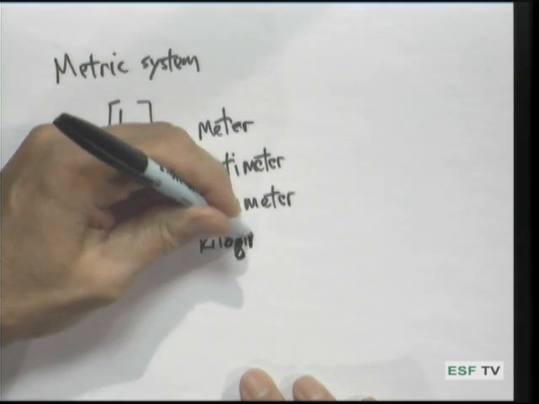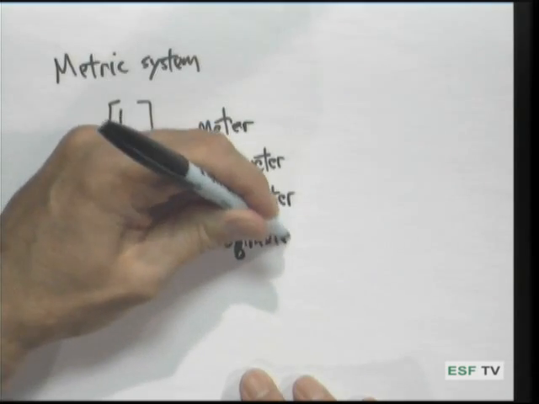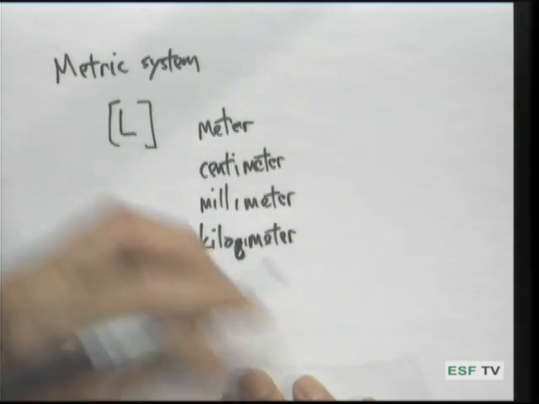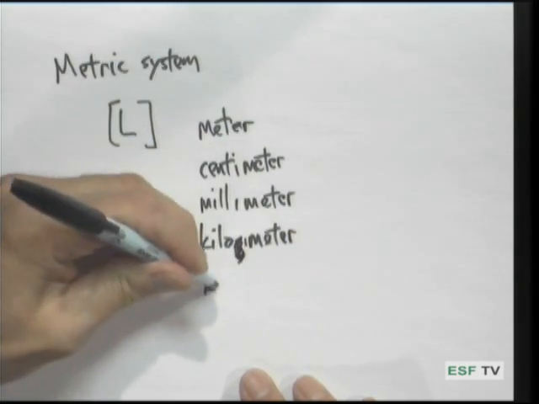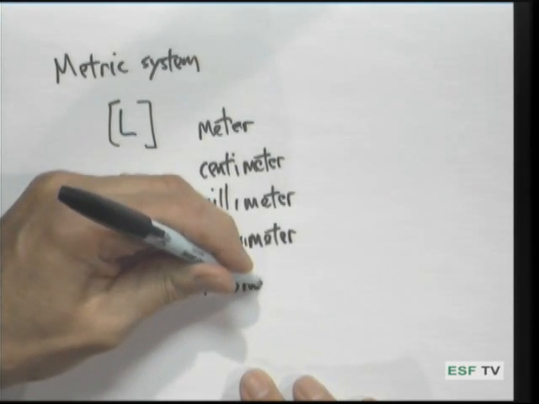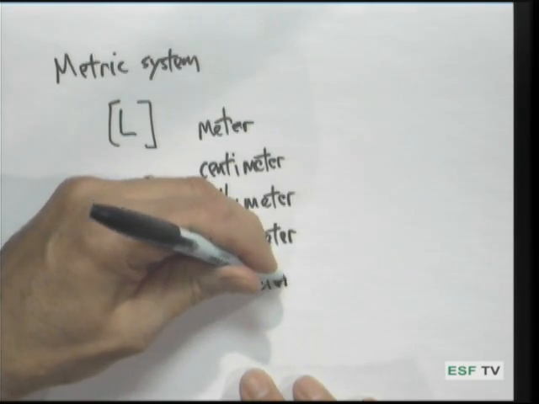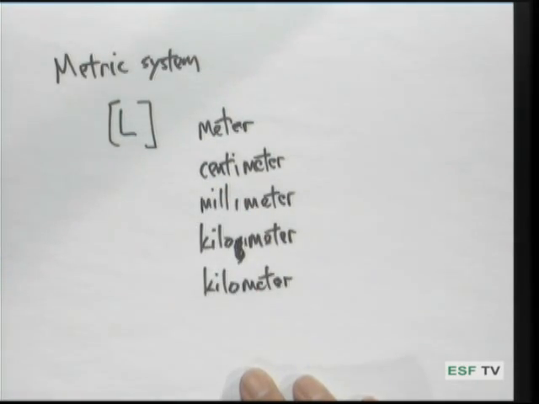Sorry, I'm about to write kilogram here. You can talk about larger lengths. Let's get rid of this. Let's write it properly. The kilometer, for example, is 1,000 meters. And again, we have a multiple of 10 operating here.